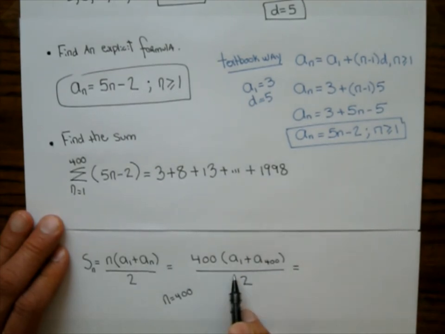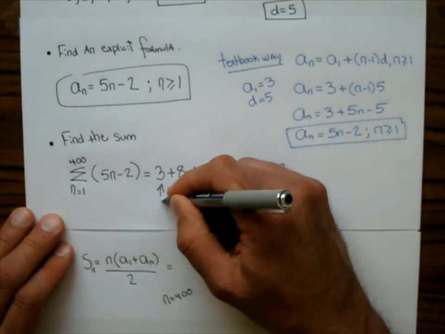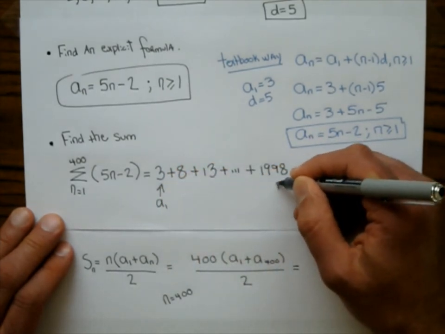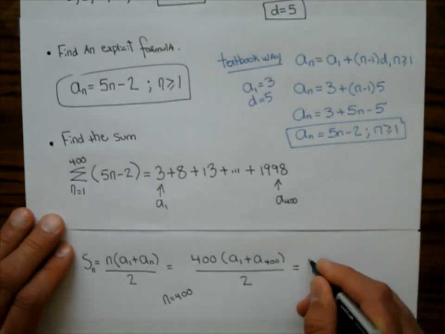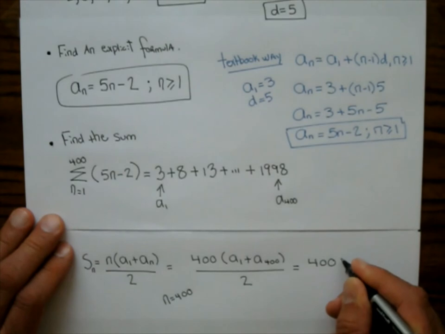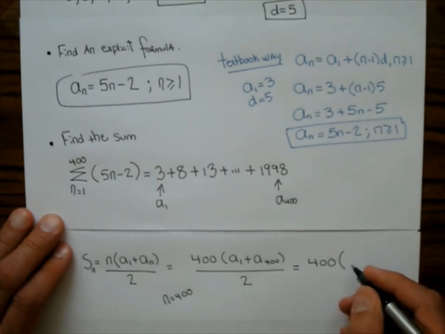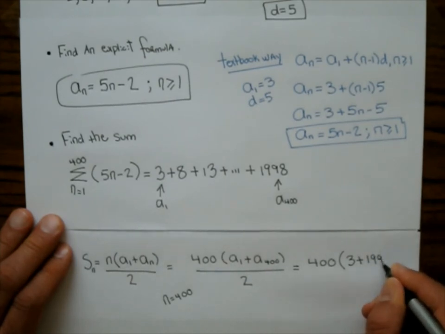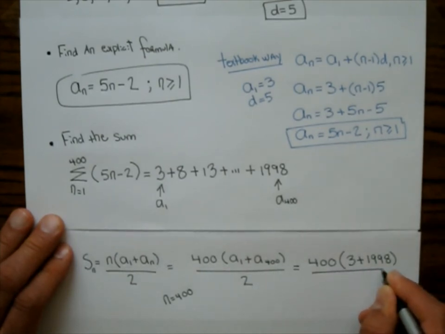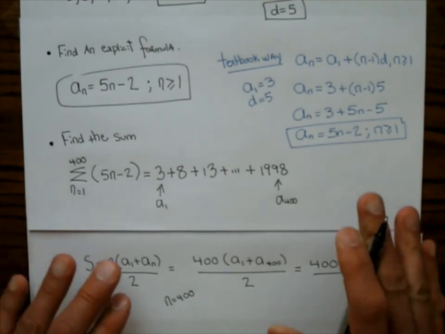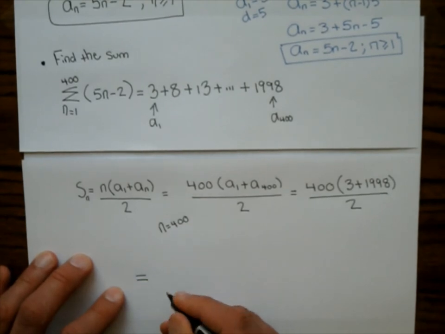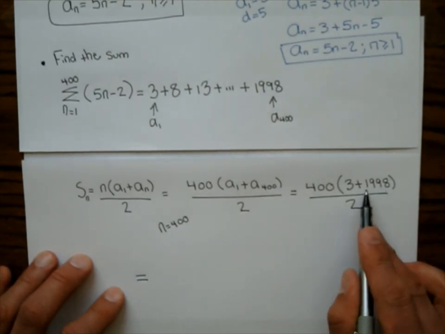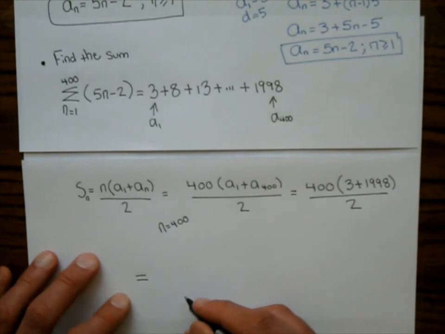Well, we know what a1 is. a1 is this guy. And a400 is this last guy. So let's go ahead and put that in the formula. 400, and then we have 3 plus 1998, all over 2. Okay, so this equals... 1998 plus 3 is 2001.